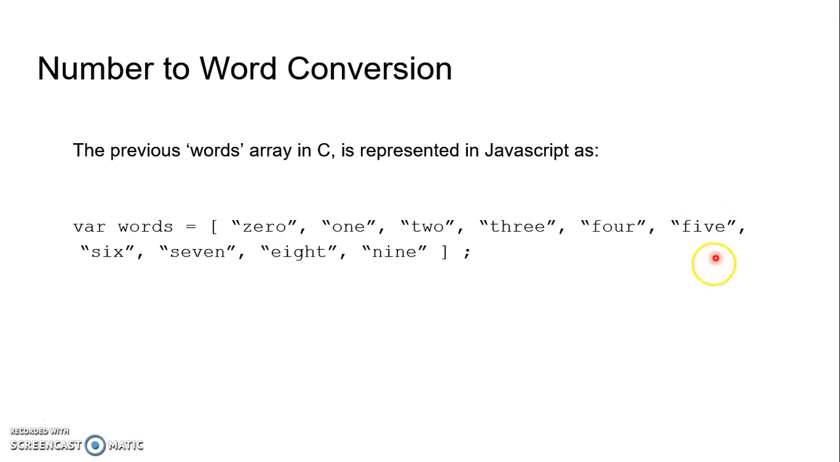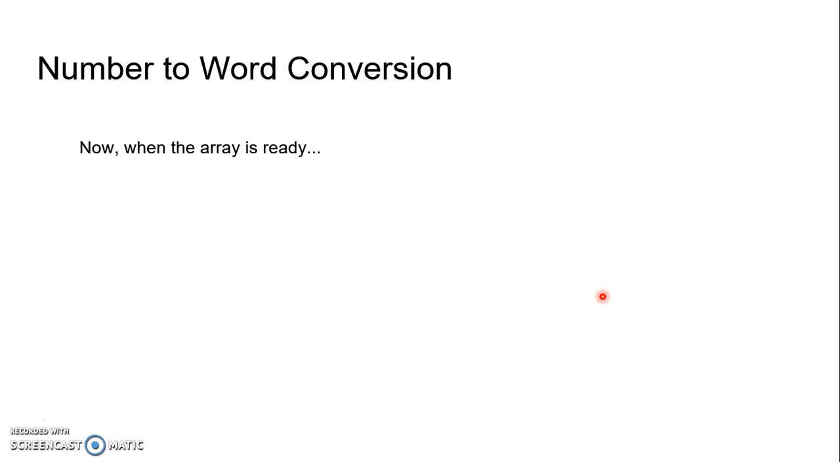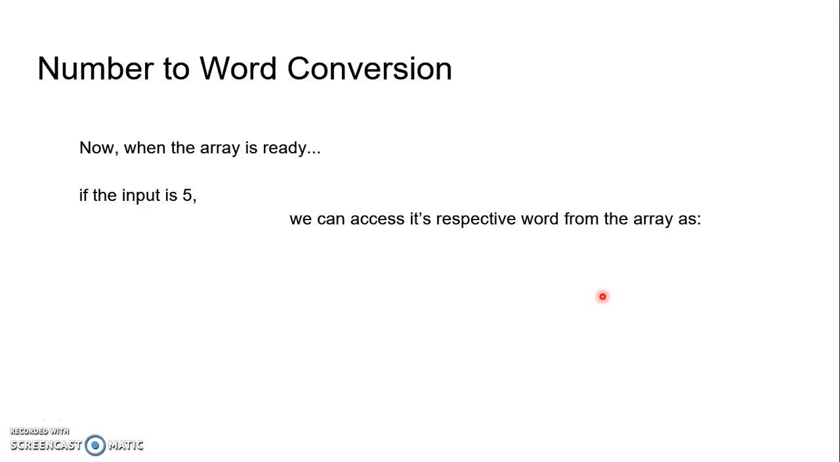Then all I have to do is supply the index position of this value to the array words, and I will get the value. So how to do that? Let us say the input is 5. We can access its respective word from the array as words of 5. As we know that 5 is the index position of the word FIVE, the return value will be FIVE. So let us write code for this.